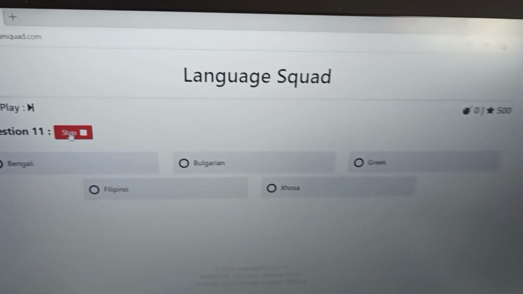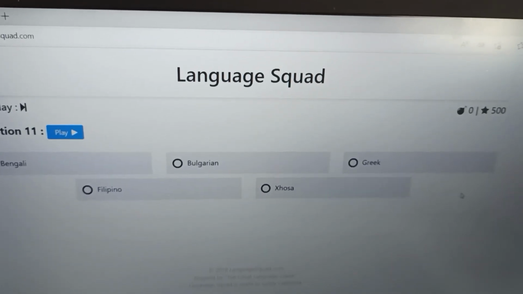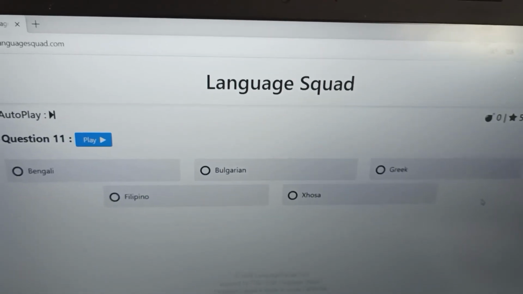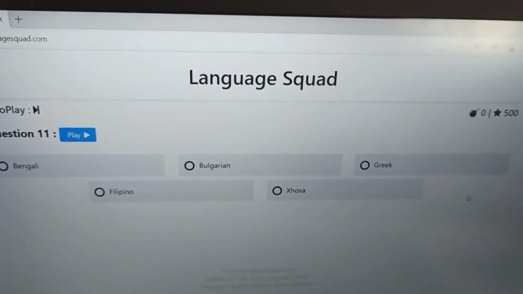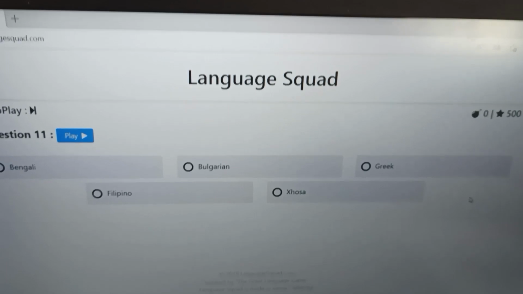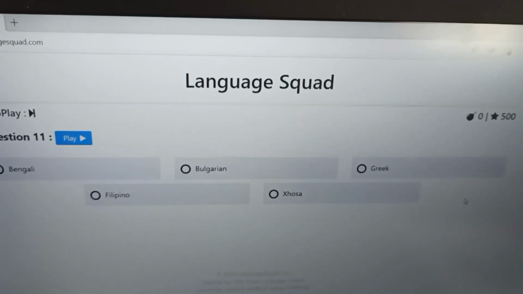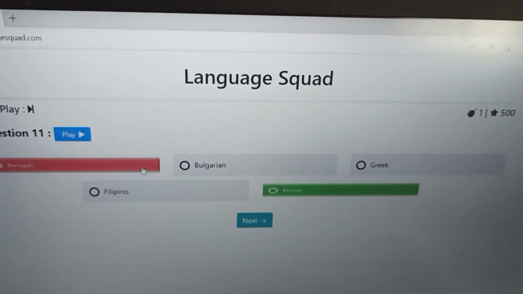Maybe Bengali, but I don't know. It would be maybe Xhosa. Maybe, but Bengali. It is Xhosa.